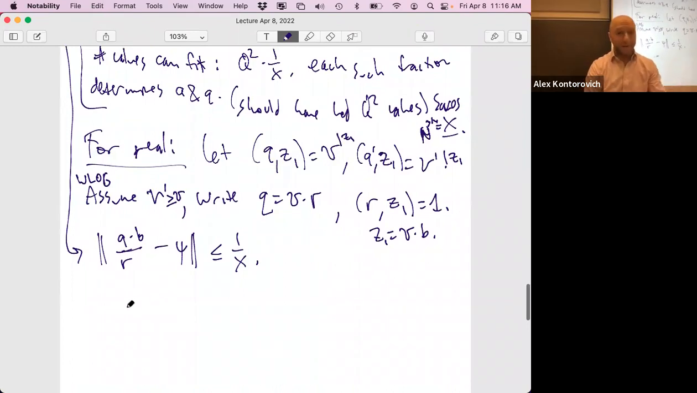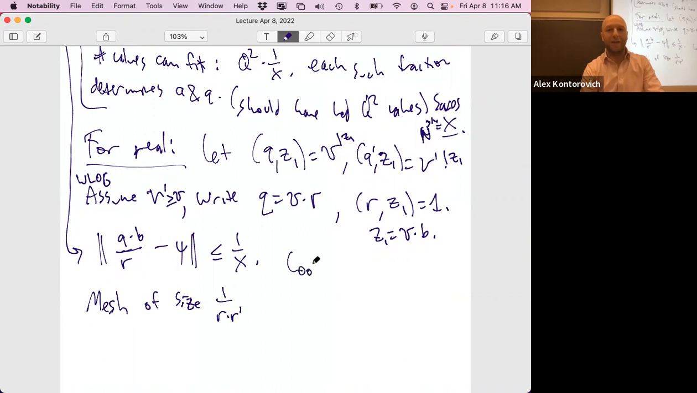Okay, so now for real, how many, so the mesh is of size what? Well, there's 1 over R times R prime, right? Of these, so look at these fractions. Look at the set of A times B over R. As R ranges, R is of size what? R is of size big Q over V. Big Q over V.